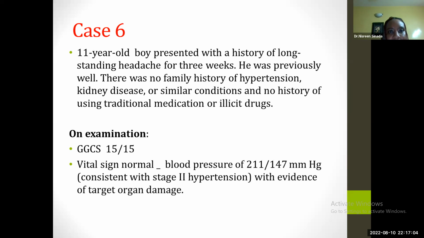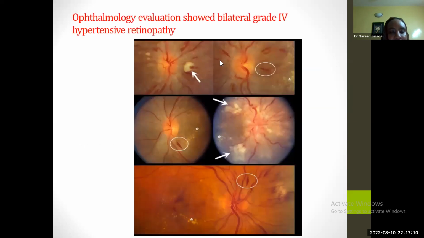When we did the ophthalmological assessment, we found that he had stage 4 retinopathy. And this is stage 4 retinopathy. This actually is not for our patient. I took it from the textbook, but our patient had stage 4 hypertensive retinopathy. You can see that there is cotton wool and exudate and edema of the optic nerve.